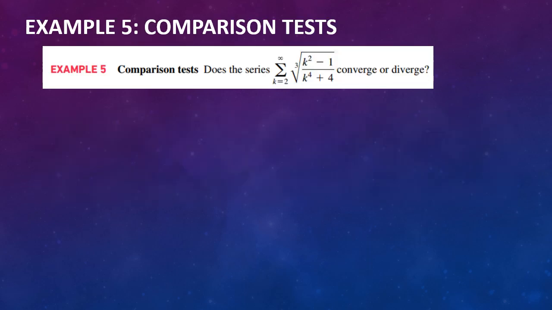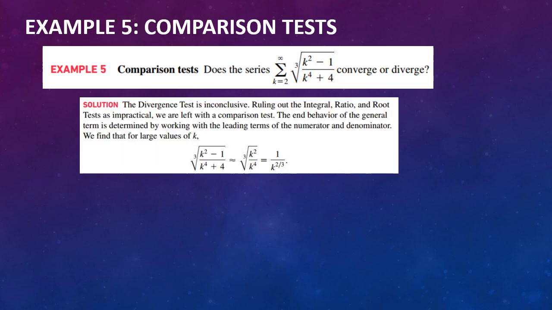Example 5, comparison tests. Does the series, the summation from k equals 2 to infinity of the cube root of k squared minus 1 over k to the 4th plus 4, converge or diverge? The divergence test is inconclusive. Ruling out the integral, ratio, and root test is impractical. We are only left with the comparison test.